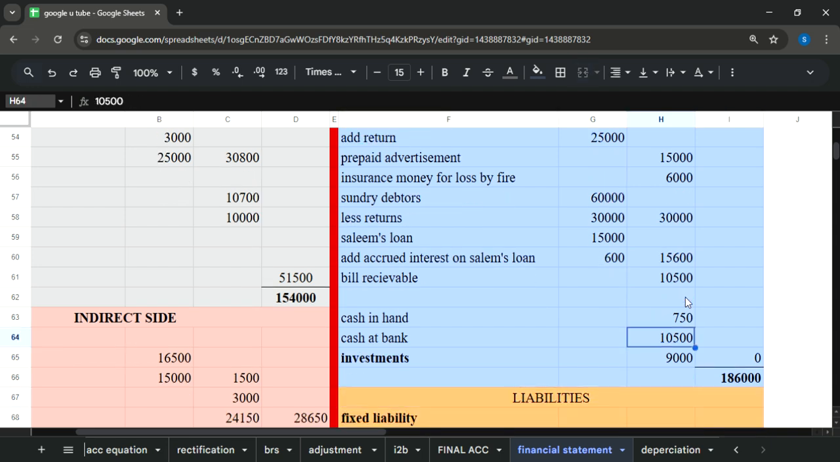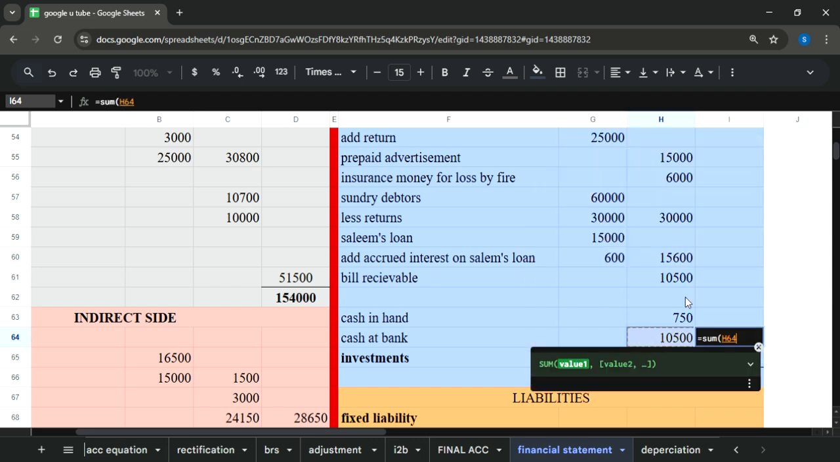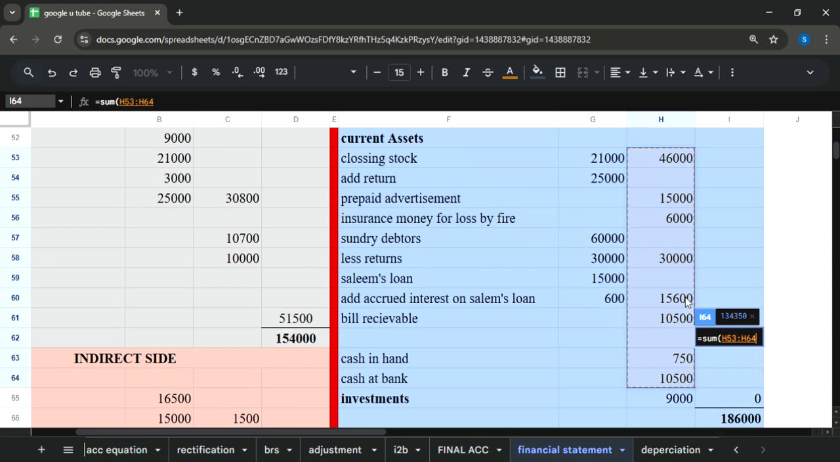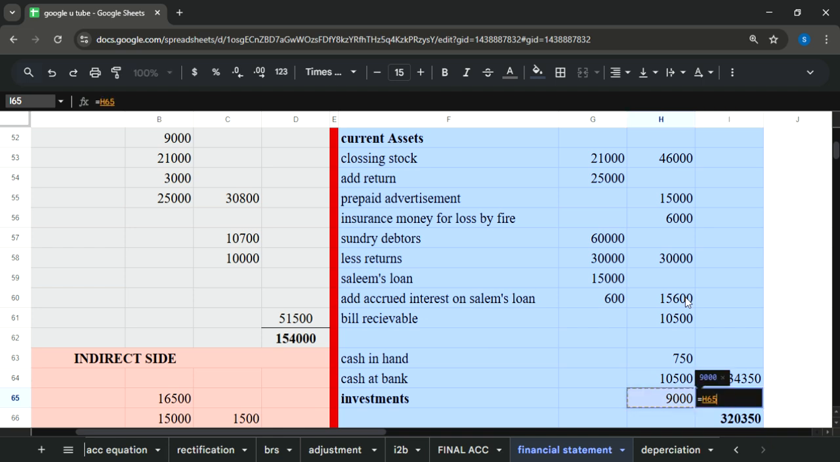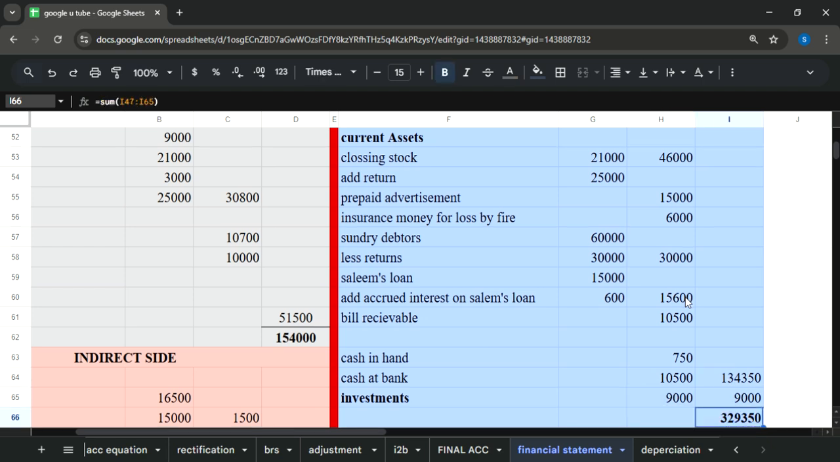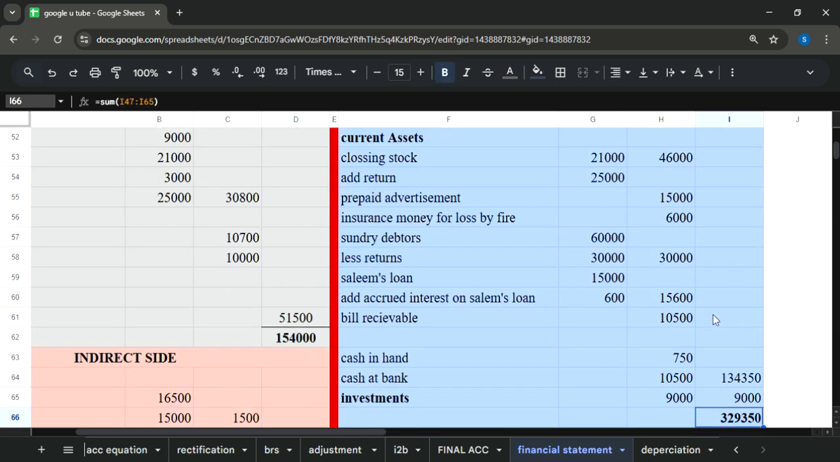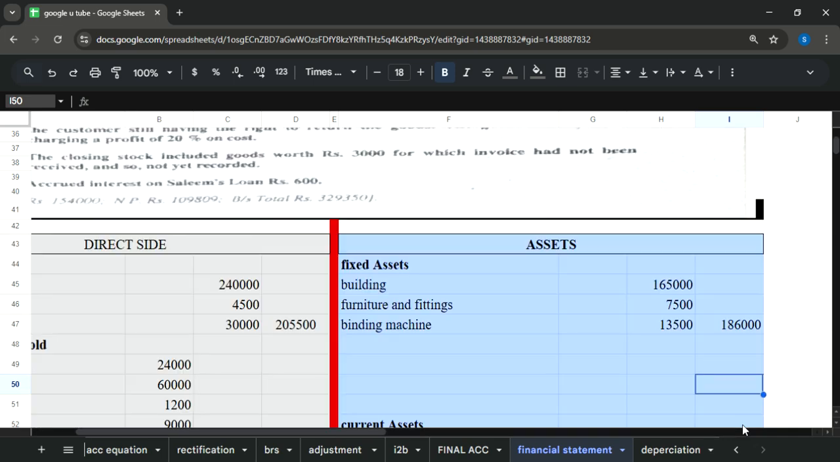Finally, it's time to calculate sum of all current assets. So we have plenty of current assets. Sum is over here, and finally we were having investment as well. So there were three types of asset. This is sum of fixed asset. This is sum of current asset, then sum of investments, and finally we have 329350, and answer of balance sheet is 329350. Again, it's a happy moment for all of you.